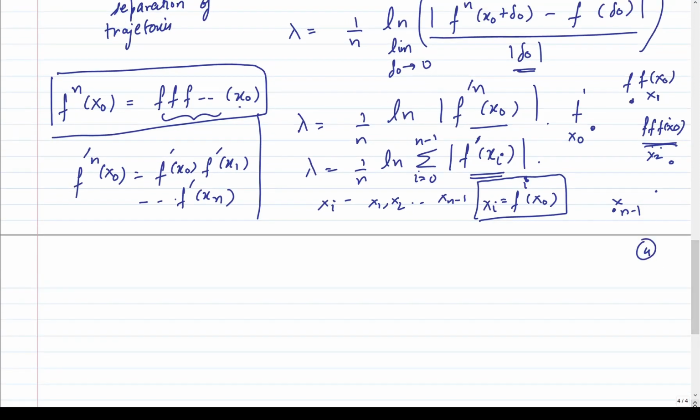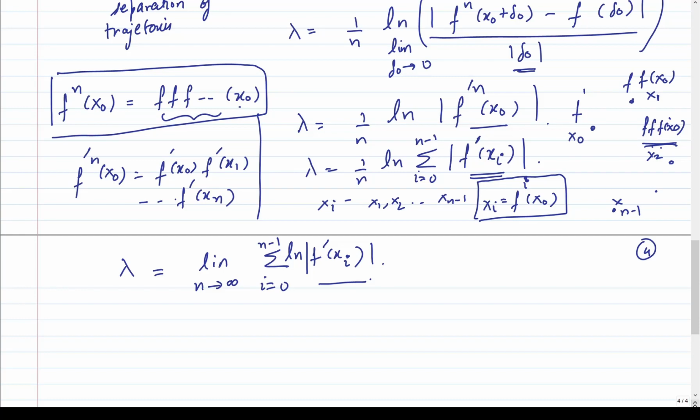And usually, as far as Lyapunov exponents are concerned, we are interested in the long time average behavior of this thing. So lambda is given by the limit n goes to infinity of the summation over the logarithm of the derivative of the map at all points visited by the trajectory of the map. That's the Lyapunov exponent of the system.